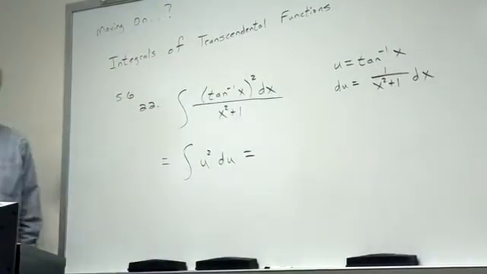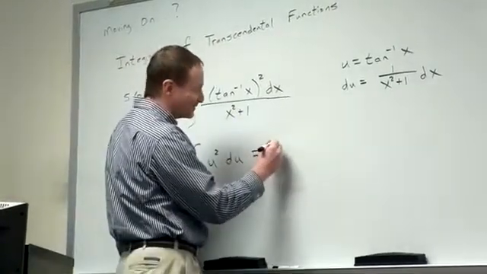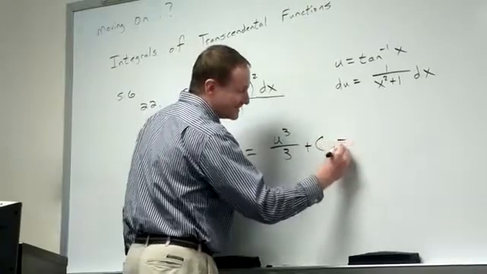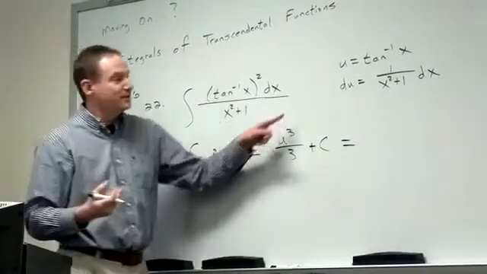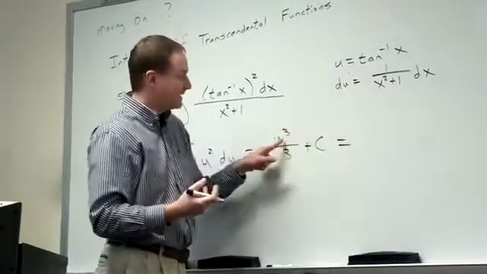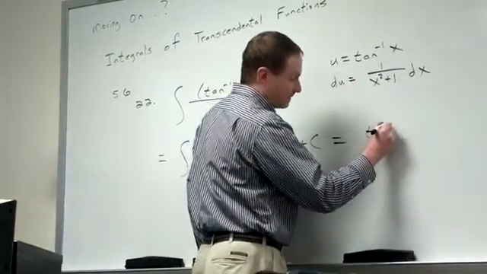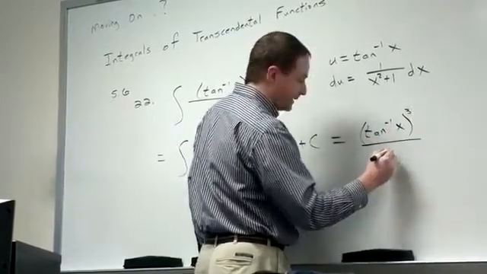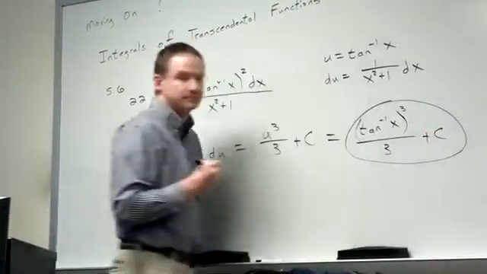The integral of u squared is u cubed over 3 plus c. So we can say, now substituting back in for u, this is the inverse tangent function cubed over 3 plus c. Final answer. That one was not as fun as I thought it would be.